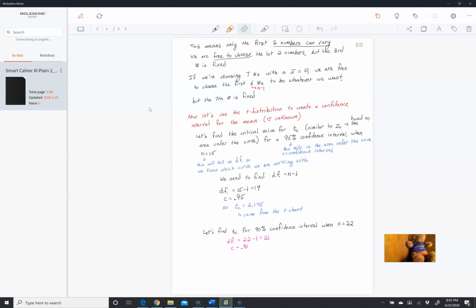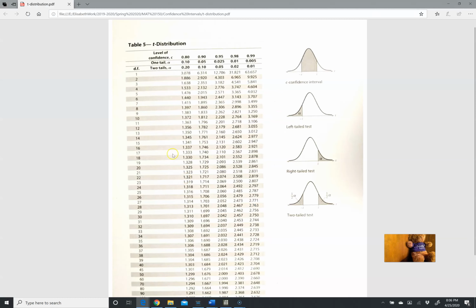So we just take the sample size and we subtract 1. We take the confidence interval and we turn it into a decimal. And then we go to our t-chart. My t-chart is over here. We say, okay, well now we're looking at the 0.90 column. And we're going to go all the way down to 21, because 21 is our degrees of freedom. So if we go to 21, that's our row. Our column is 0.90. So our t-value is 1.721.